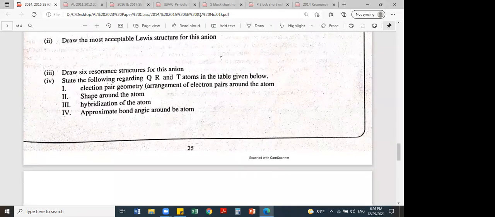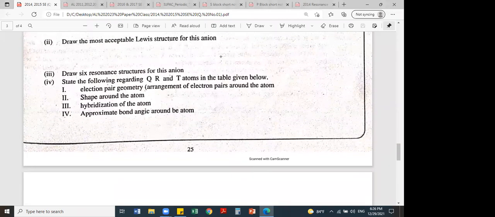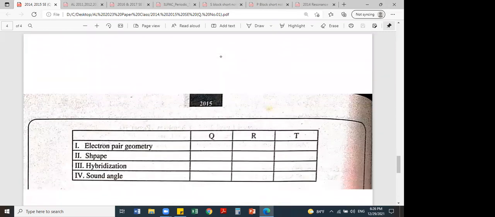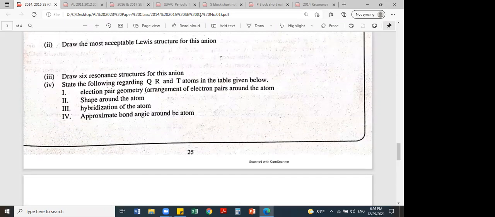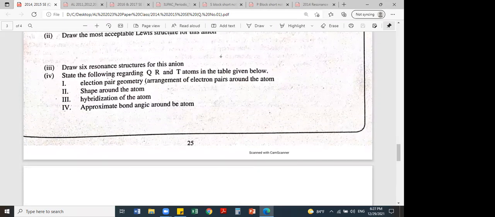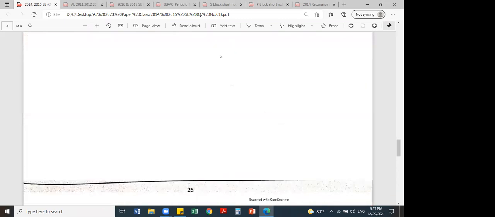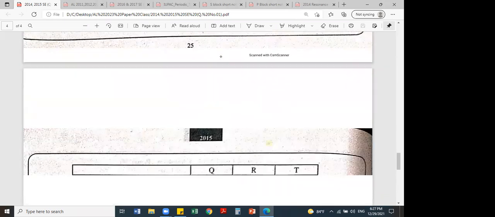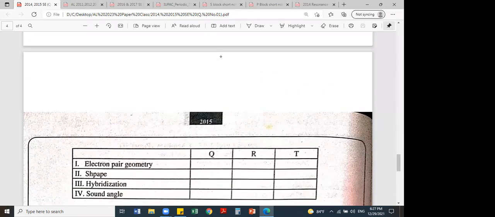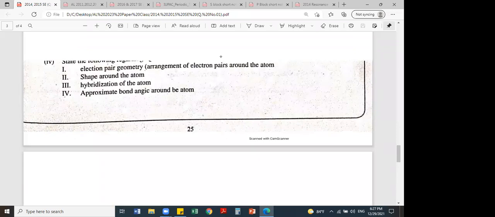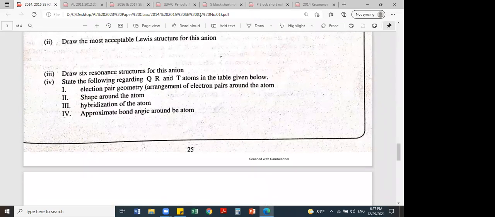Okay, so the most acceptable structure you understood, right? Now let's see. Draw 6 resonance structures for this anion, and then the electron pair geometry, shape around the atom, hybridization of the atom, approximate angle of the atom. How many resonance structures were you able to draw? They're asking for 6 resonance structures. So the one that you have done can also be accepted, no?